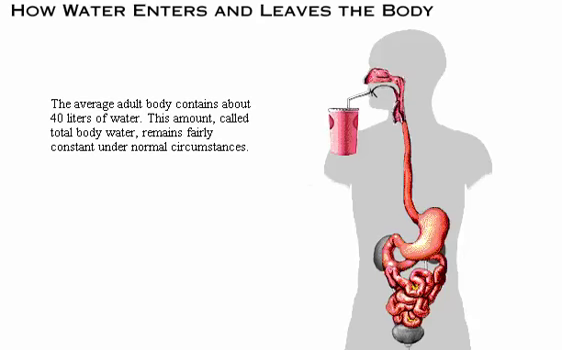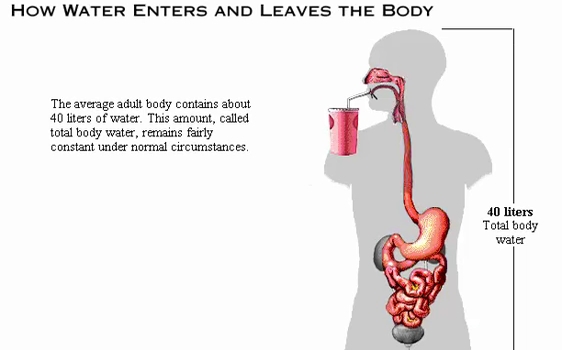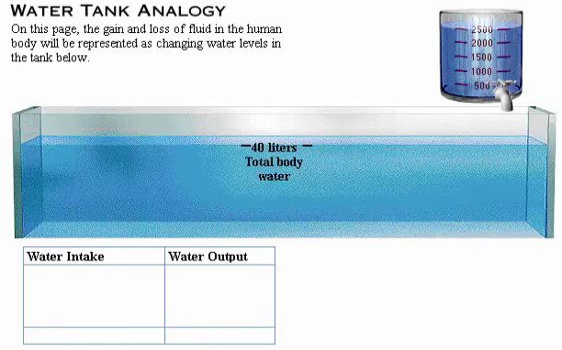The average adult body contains about 40 liters of water. This amount, called total body water, remains fairly constant under normal circumstances. On this page, the gain and loss of fluid in the human body will be represented by the gain and loss of fluid in the tank below.